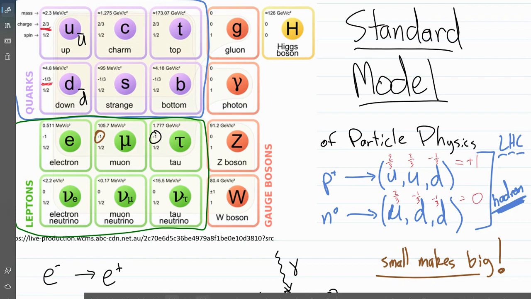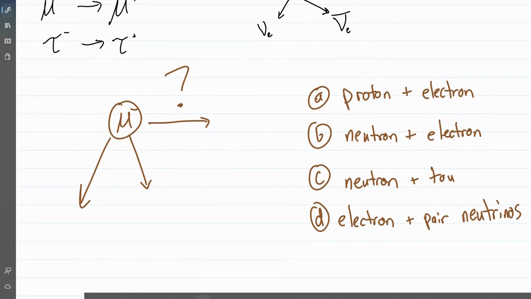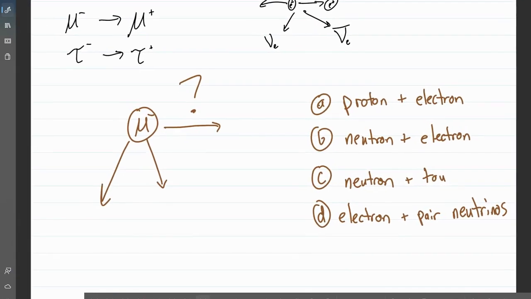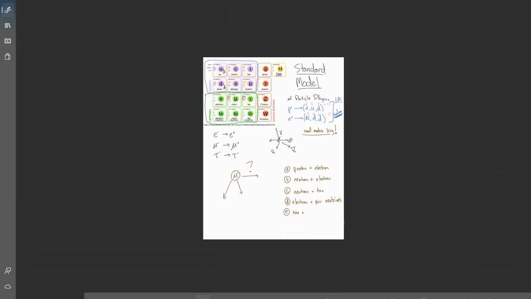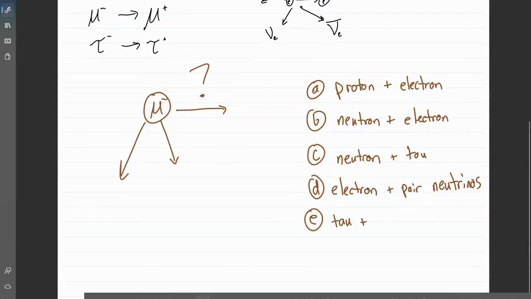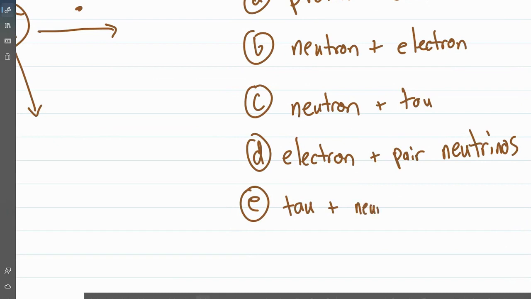However, if we start with something that's smaller and break it down, would it just randomly turn into a proton or a neutron? Well, no. So write this practice problem down here where we have a muon decaying. I'm sorry, I really should give you one more option here. Let's say a tau particle plus a neutrino, just one neutrino.